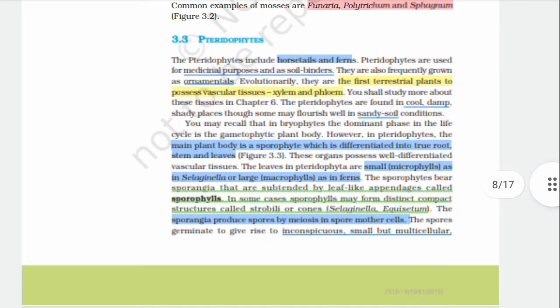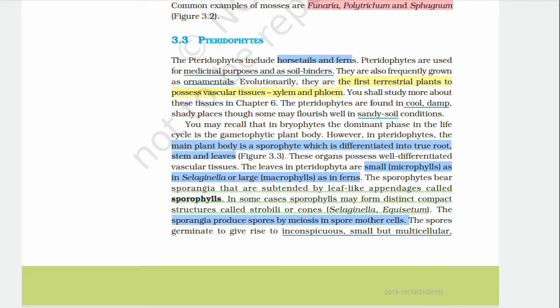Okay, we are here. Pteridophytes include horsetail and ferns, and these are grown for medicinal purpose and as soil binders. They can be used as ornamentals also. So this is the first plant type that has vascular tissue, that is xylem and phloem. Xylem and phloem or vascular tissue, like we have bloodstreams like blood vessels. These xylem and phloem will carry water and minerals and food throughout the plants. So pteridophytes are the first vascular tissue, very important.